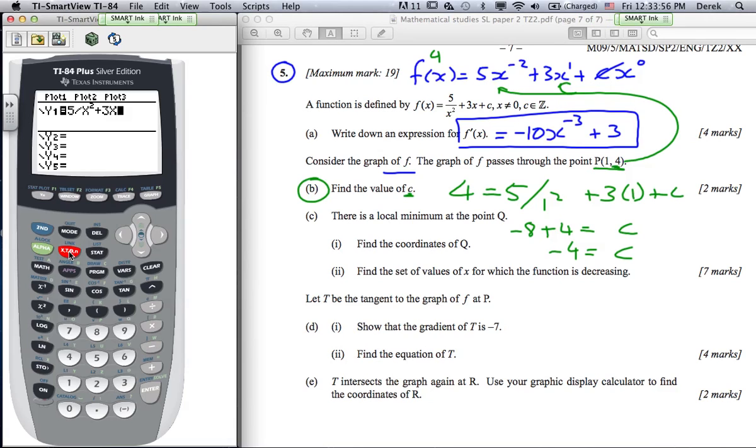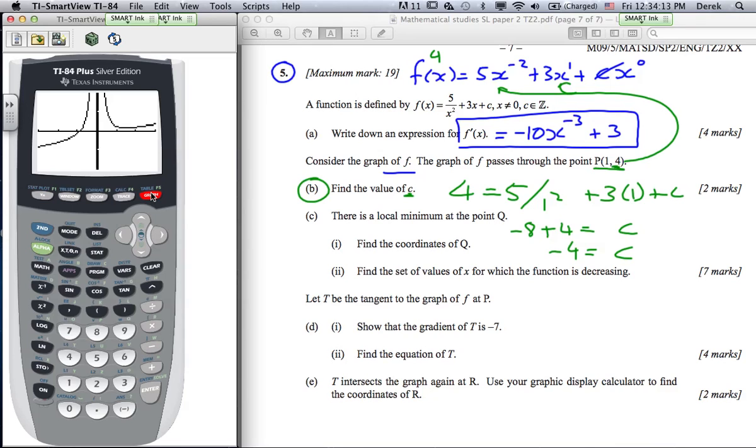So I can put that value in here, minus 4. And I can plot the graph. I've got this shape graph here. We may need to change the window of that. But at the moment, that gives us a good idea.